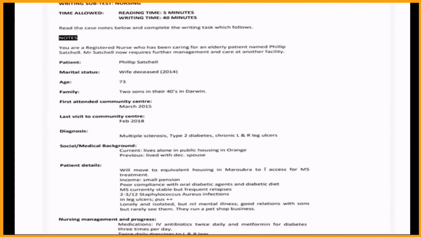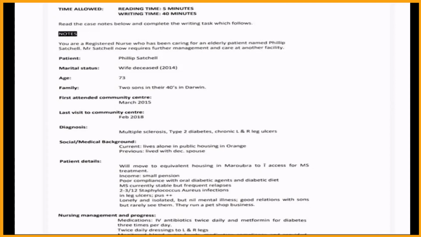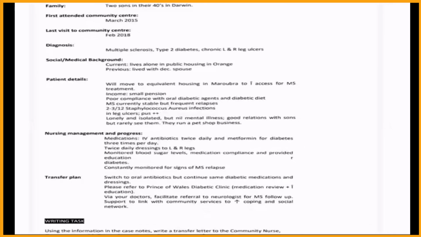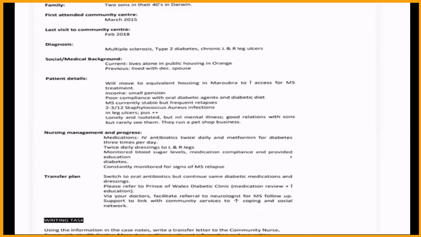So when you get 3 like this, what do you write as the chief diagnosis? That is again a question. Let's finish reading the letter to get better clarity. Social or medical background: currently lives alone in public housing in Orange, previously lived with deceased spouse.